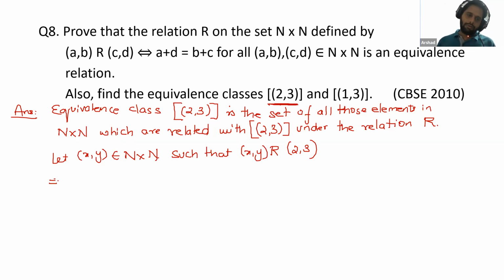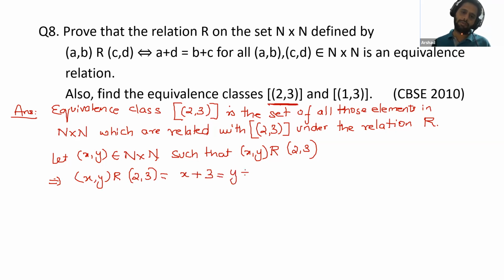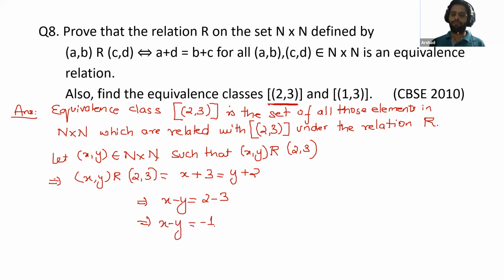Now this means what? x comma y related with 2 comma 3 means what? Just put the condition which is given in the question. So the condition is a plus d equal to b plus c. That means x plus 3 is equal to y plus 2. So from this, what you will get is x minus y. Just shift this term to the left side: 2 minus 3. So this means x minus y is equal to minus 1. So we get this condition, x minus y is equal to minus 1.